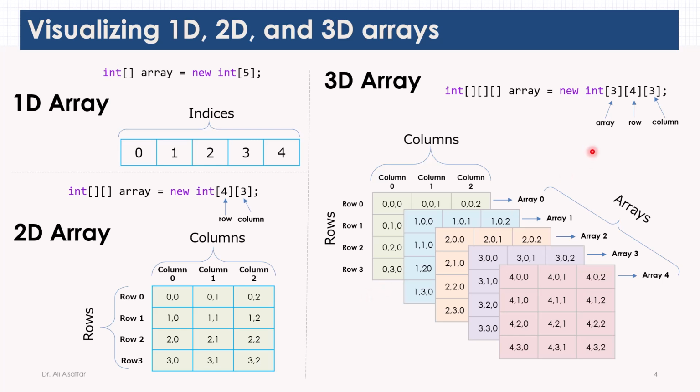Another way to visualize three-dimensional arrays is that the dimensions of the array are the dimensions of the x, y, and z coordinate systems. The first dimension of the array is the value of the x-axis, the second dimension of the array is the value of the y-axis, and finally the third dimension of the array represents the value of the z-axis.